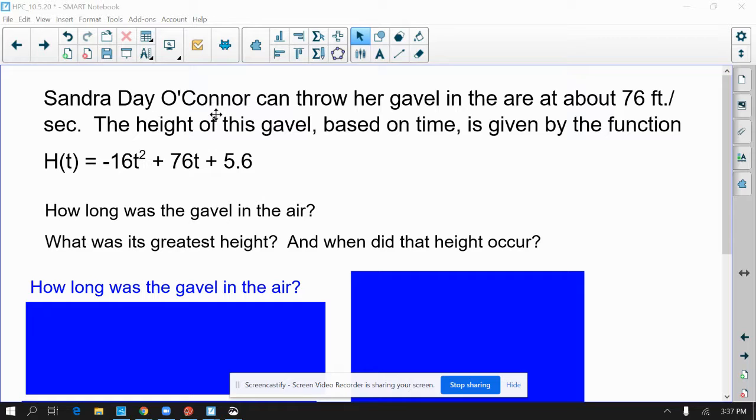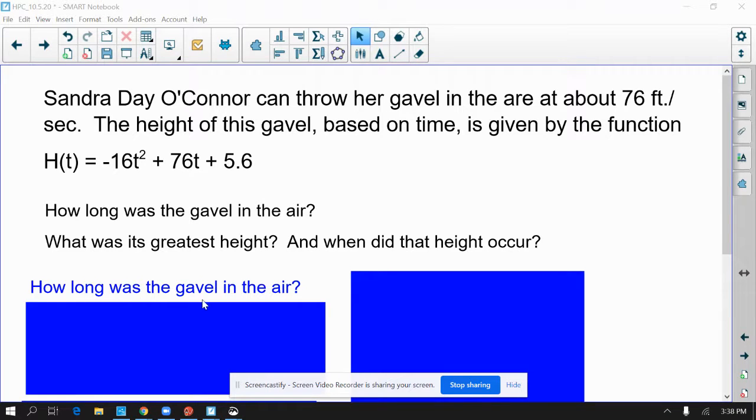So we got Justice Sandra Day O'Connor can throw her gavel at a rate of 76 feet per second. And the height of the gavel will, of course, go up as time moves on, but eventually it'll max out and then fall to the ground again. So, two questions. How long was the gavel in the air with that throw? And three questions. What's the greatest height that that gavel achieved? And when did that height occur? When was the gavel at its highest point?